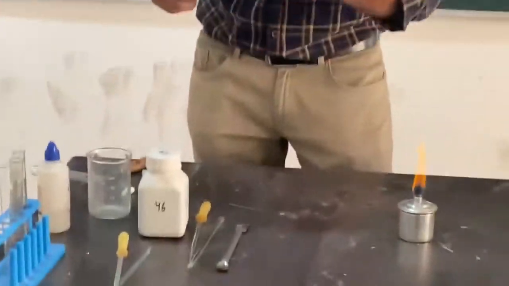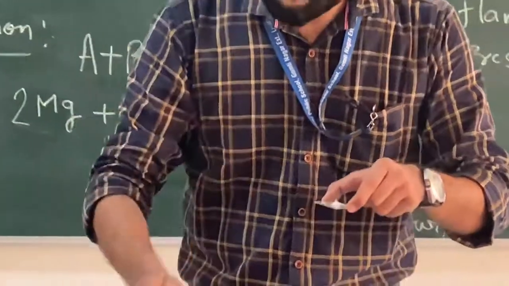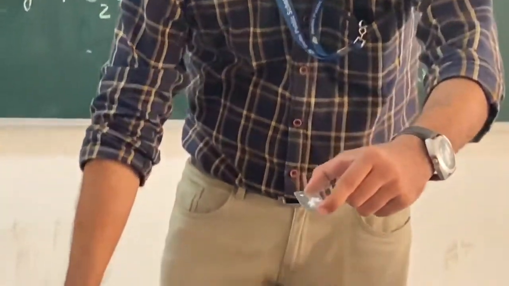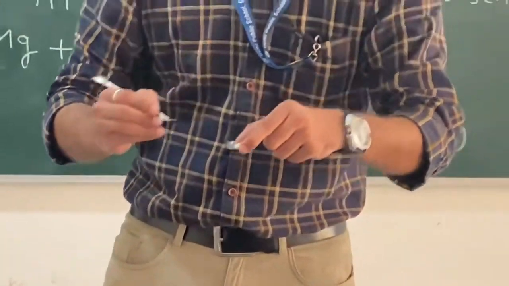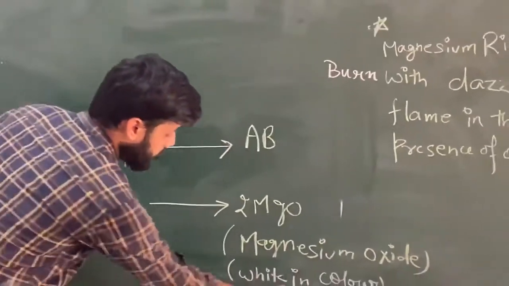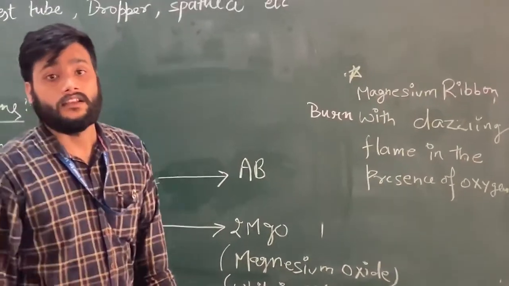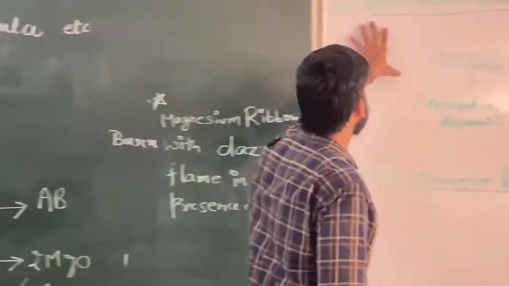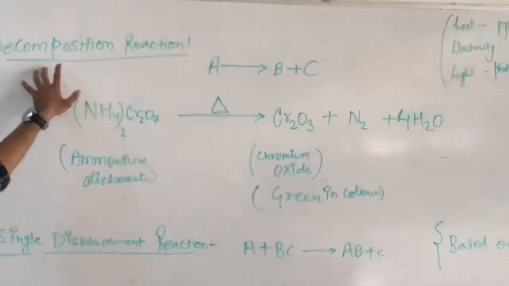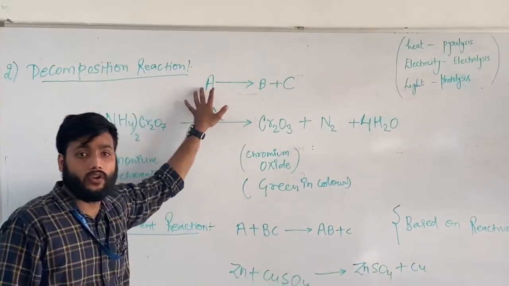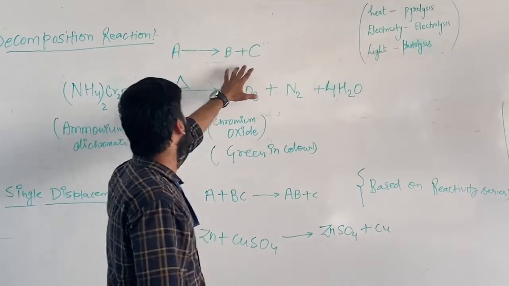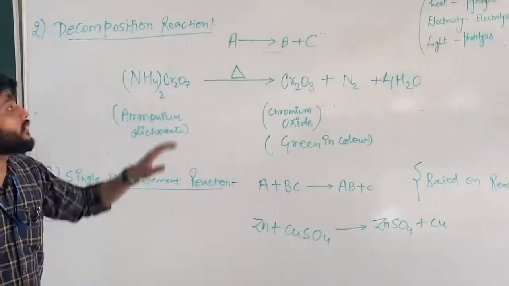Now here you can observe that when magnesium ribbon burns, it gives a white colored product, which is known as magnesium oxide. So magnesium oxide is white in color. Now move to the second reaction, which is known as decomposition reaction. Decomposition reaction states that when a single reactant on reaction gives 2 or more products, the reaction is said to be a decomposition reaction.